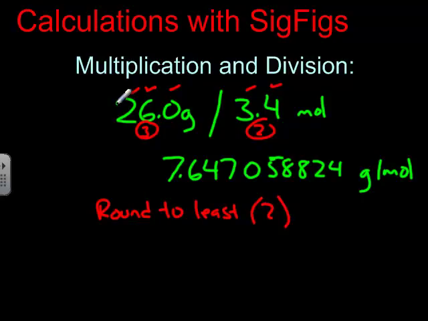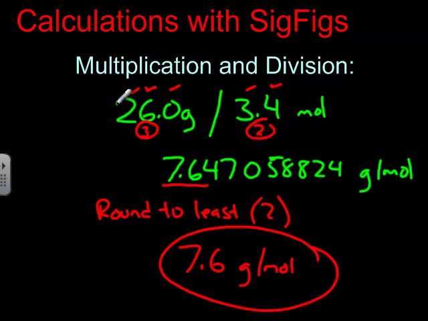One of our measurements had 3. One of our measurements had 2. We're going to round to 2. Okay, so we underline that in our original answer, 7.6. Since that's a 4 after the 6, we don't round up, so it just becomes 7.6 grams per mole, and that's exactly where we want it.